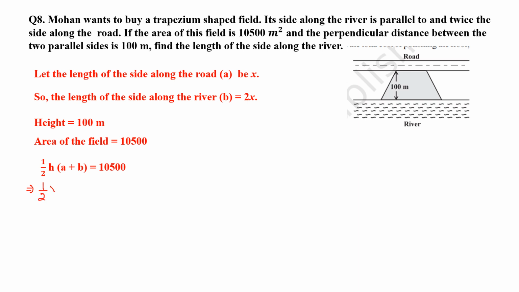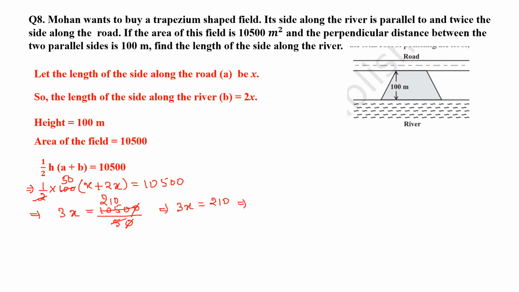Now I'm going to put all the values over here. So it will be half into 100 into (a plus b), meaning x plus 2x, equal to 10,500. Now reduce it: 2 times 50. I am going to transpose this 50 to the other side, and x plus 2x is 3x. So 3x will be equal to 10,500 divided by 50. And from here if I simplify I will get 210. So my 3x is 210. So what is the value of x from here? x will be 210 divided by 3, which will give me 70 meter.